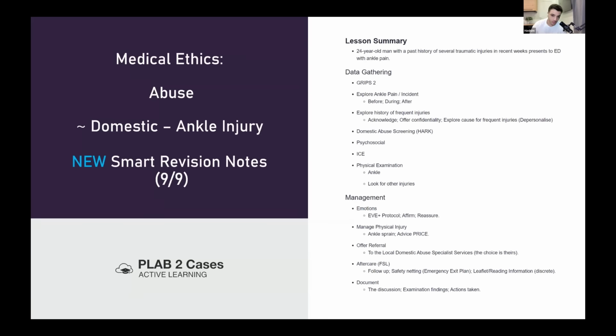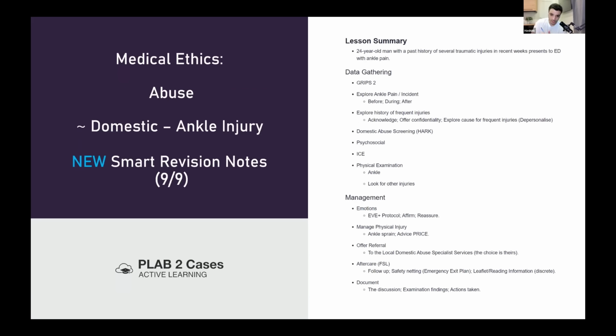And then importantly, save the patient and save yourself. So we're going to save the patient by following up, checking up on them. We're going to talk about an emergency exit plan. So gathering all your essential belongings together, travel documents, legal documents, financial documents, putting them in a safe place or keeping them with a safe person, not a mutual friend, because it's too complicated.